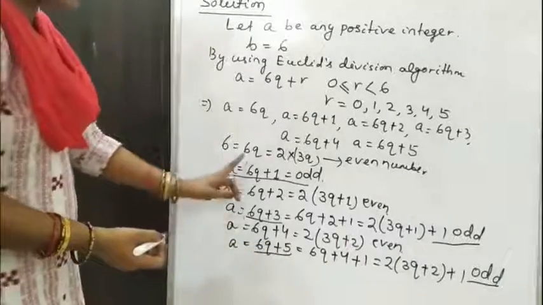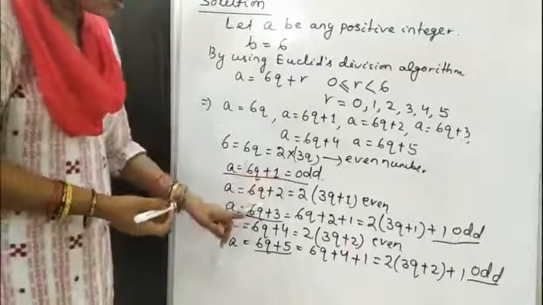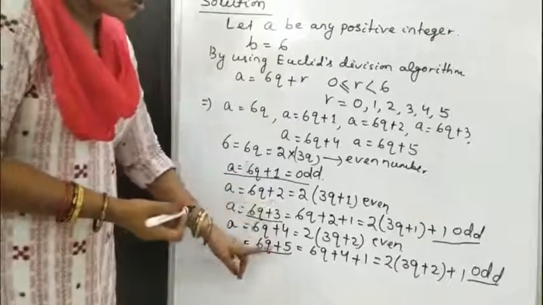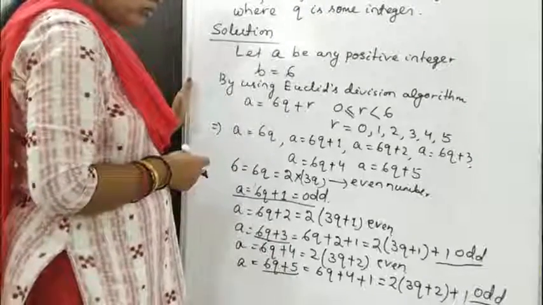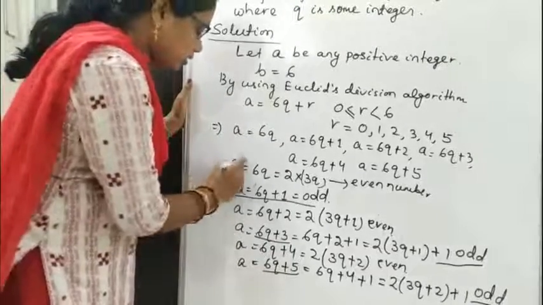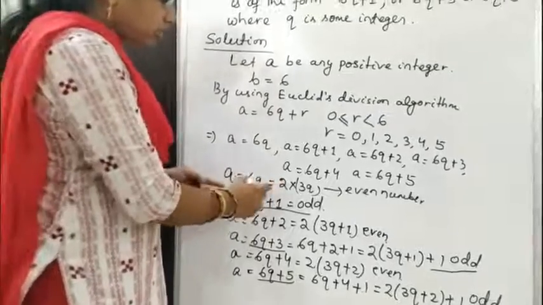So every positive odd number is in the form of 6q plus 1, or 6q plus 3, or 6q plus 5. Here a is equal to 6q. I wrote it wrongly; that is, a is equal to 6q, the first one.